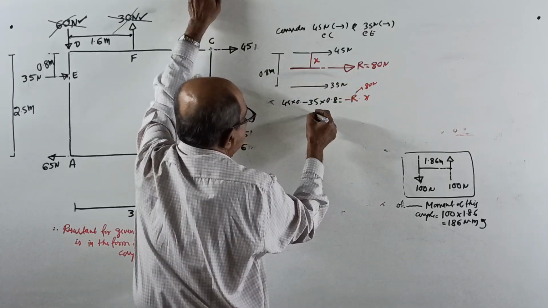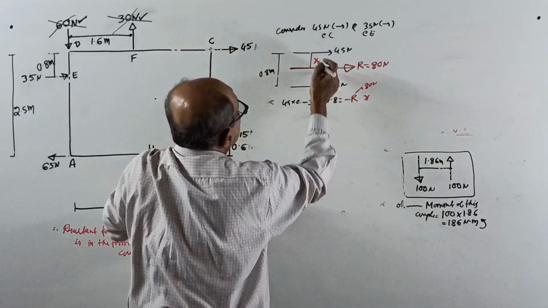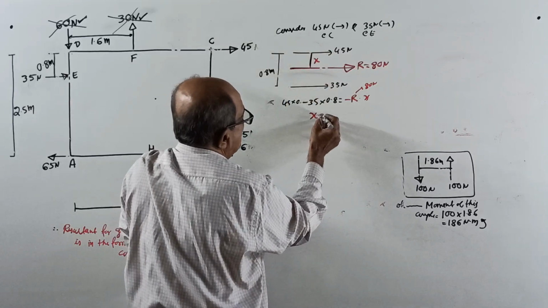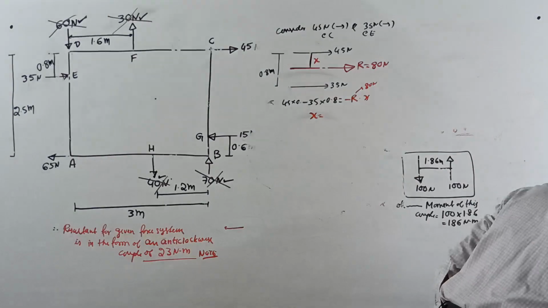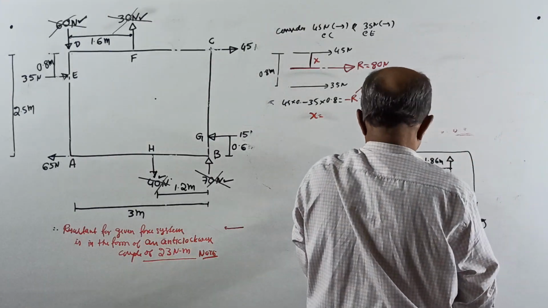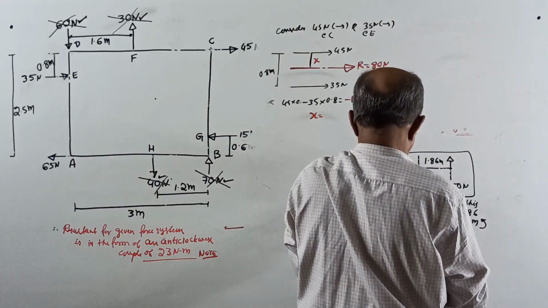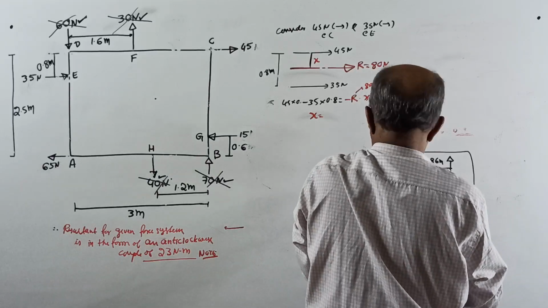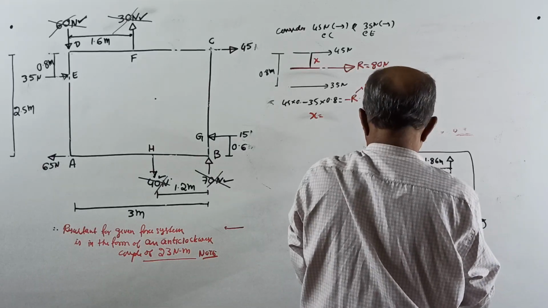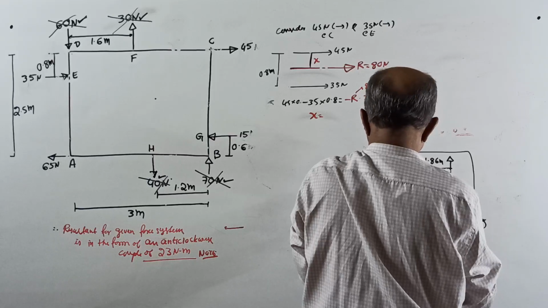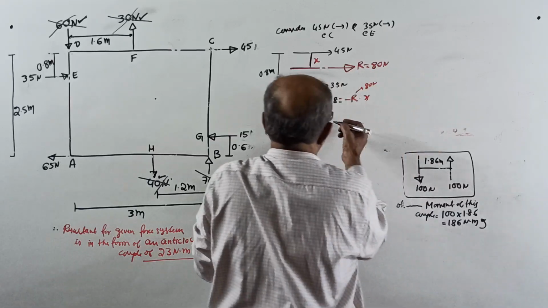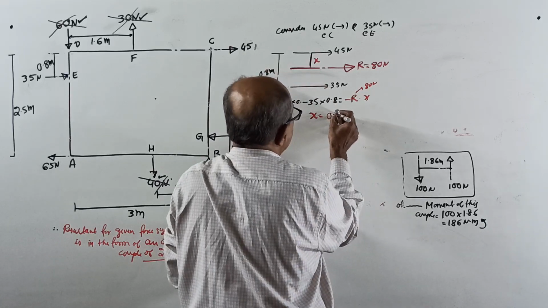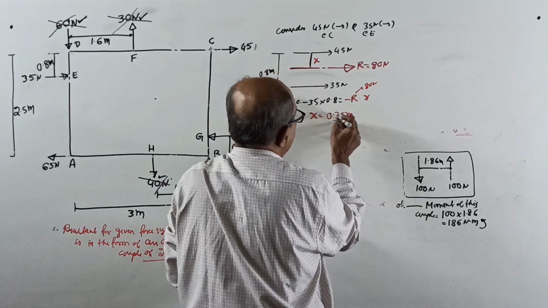Therefore, your X will come, that X from here where the resultant force acts. X will come 35 into 0.8 divided by 80. That is 0.35 meter. X will come 0.35 meter.